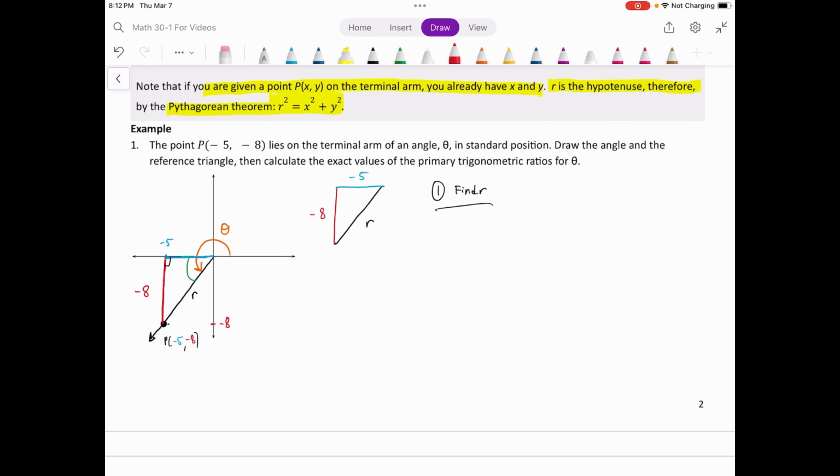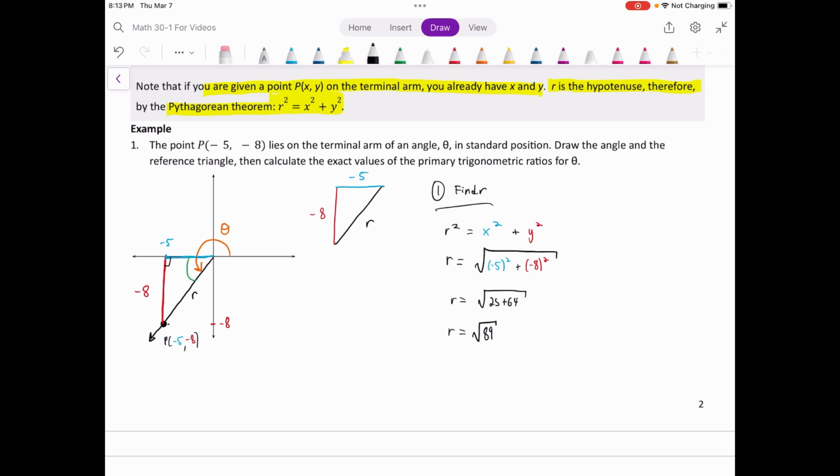So let's go ahead and find r, our hypotenuse. Well, r squared is going to equal x squared plus y squared, right? Hypotenuse squared equals adjacent squared plus opposite squared. So this means we'll have that r is the square root of x is negative 5. That negative is not going to end up mattering because we're squaring it. Another reason why our r will always be positive. Okay, plus negative 8 squared. So r is the square root of 25 plus 64, which is 89. So r is just the square root of 89.